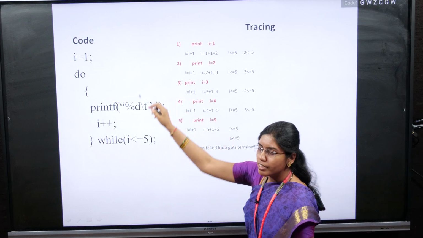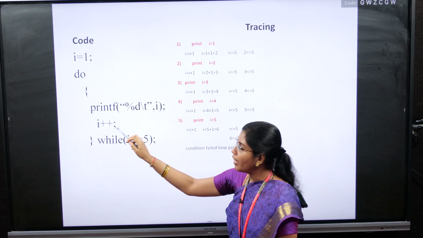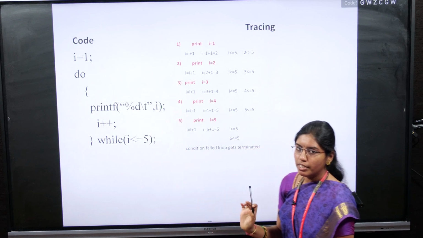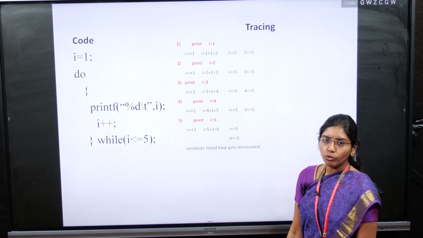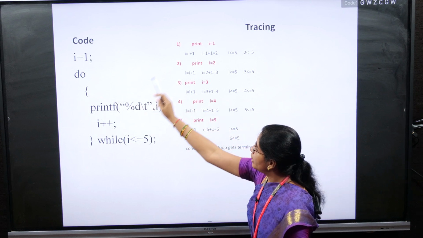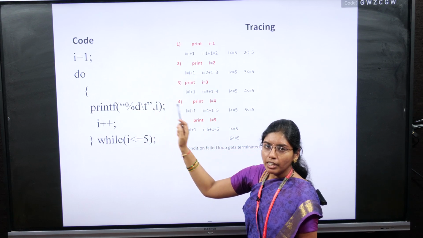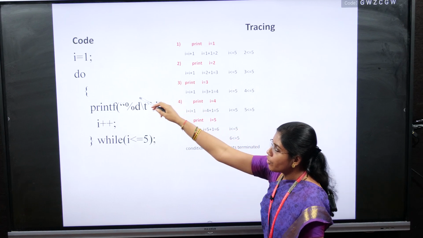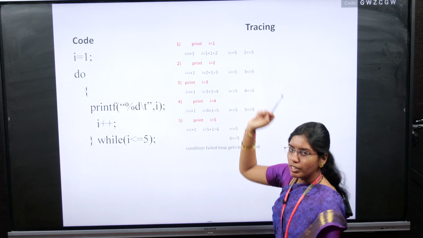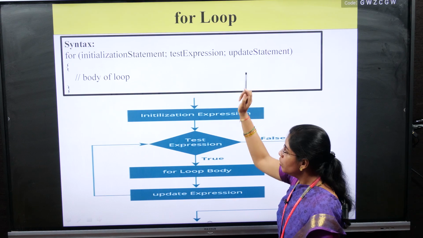Now here is the tracing part. do printf("%d\t", i++), while i less than or equal to 5. The same code is available here. This is the tracing, how we check and how we print the numbers 1 to 5. First step, initialization: i equals 1. Then you need to print the statements at least once. What is your i value? i equals 1, the same thing will be displayed. Later your update counter will be incremented, that is i equals i plus 1, so it will be 2.